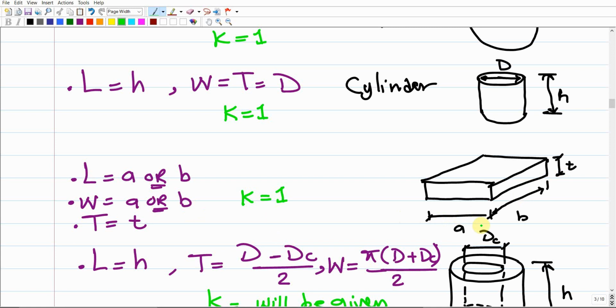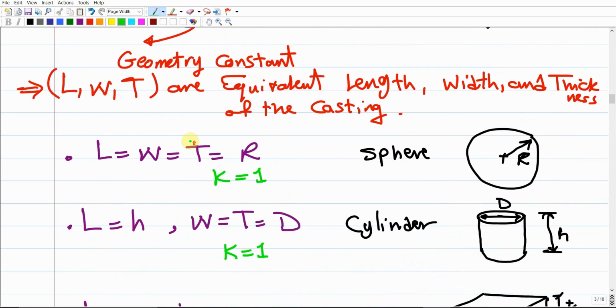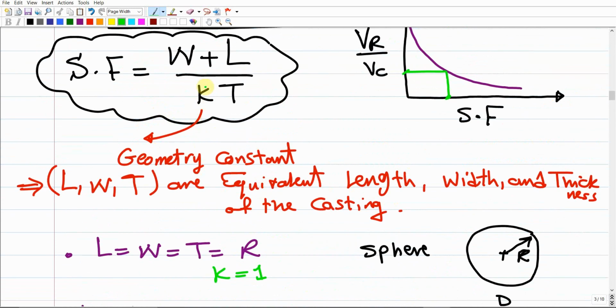So L will be the bigger value, the biggest of A or B. If B is bigger, it's going to be L. If A is bigger, it's going to be L. W is going to be the second value. The third value, the smallest value, definitely will be given to the thickness. And for this case, the K, which is the geometrical constant, is going to be 1.